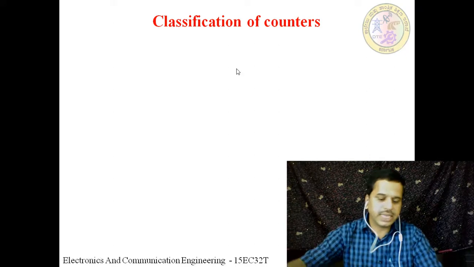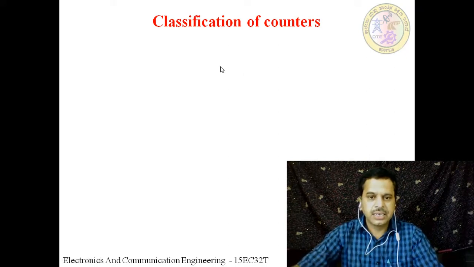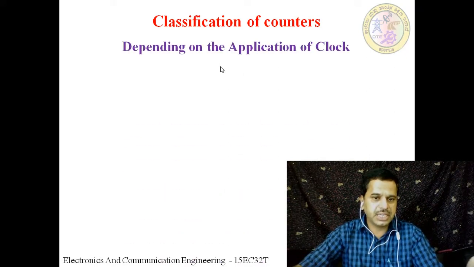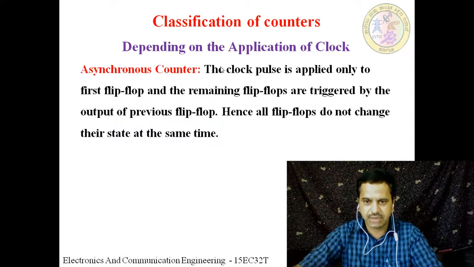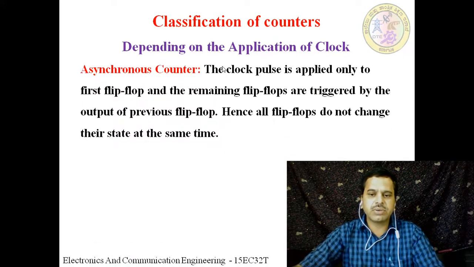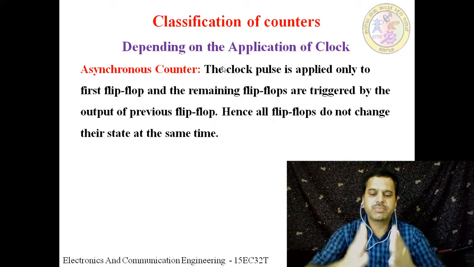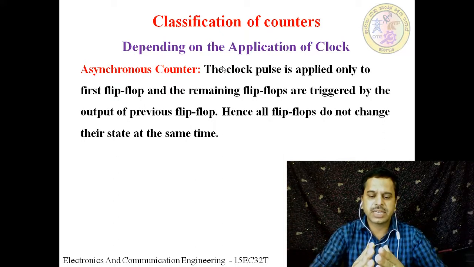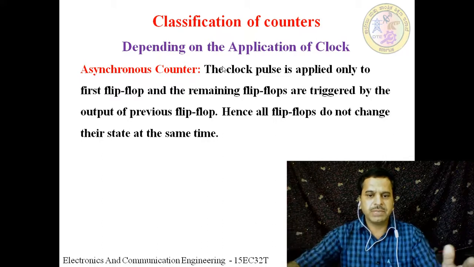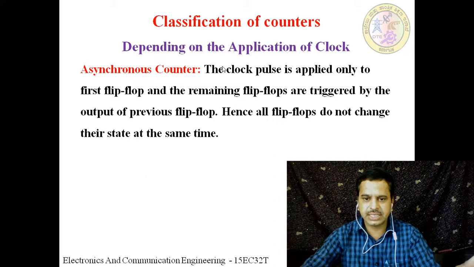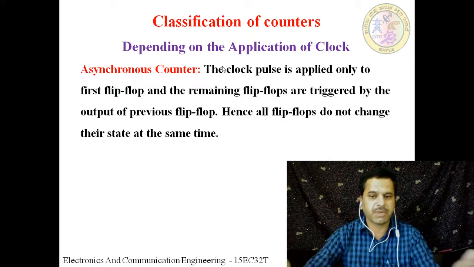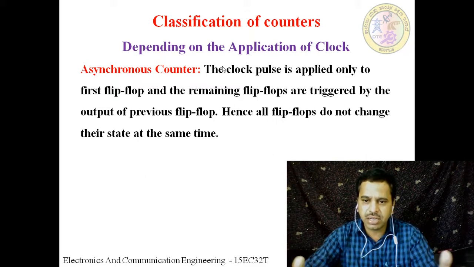Okay, we have the various types of counters, and depending on the parameter applied, we are going to classify the counters depending on the applications of the clock. The counter is classified as asynchronous counter. In an asynchronous counter, the flip-flops are connected in cascade. When the clock pulse is applied to the first flip-flop, the subsequent flip-flop is triggered by the output of the previous flip-flop. Clock is not applied to all the flip-flops.